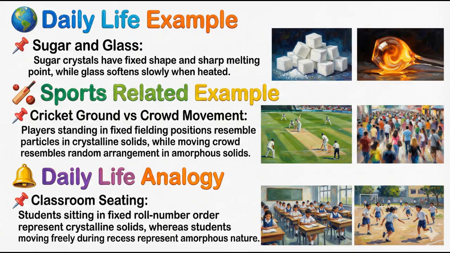Daily life example. Consider sugar and glass. Sugar crystals have a fixed shape and a sharp melting point. Glass, on the other hand, softens slowly when heated. Sports-related example. On a cricket ground, fielding players stand at fixed positions. This arrangement is similar to particles in crystalline solids. The moving crowd in the stadium represents the random arrangement of particles in amorphous solids.